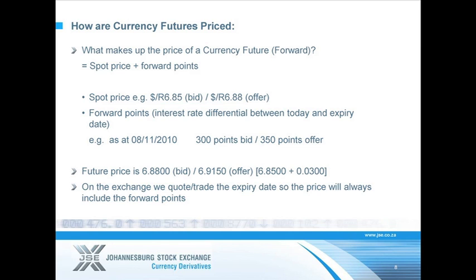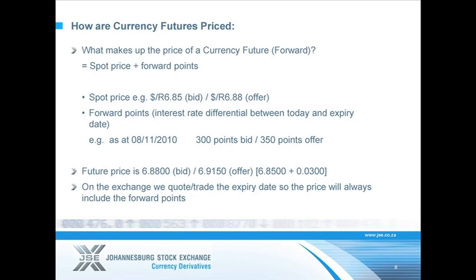Spot price, if we use an example of R6.85 as the bid and R6.88 as the offer price, we will add forward points to that. If we had an expiry date in November 2010, we would add 300 points onto the bid and 350 points onto the offer. Again, we have a bid-offer spread on the forwards. That will ultimately give you a future price of R6.88 or R6.91.